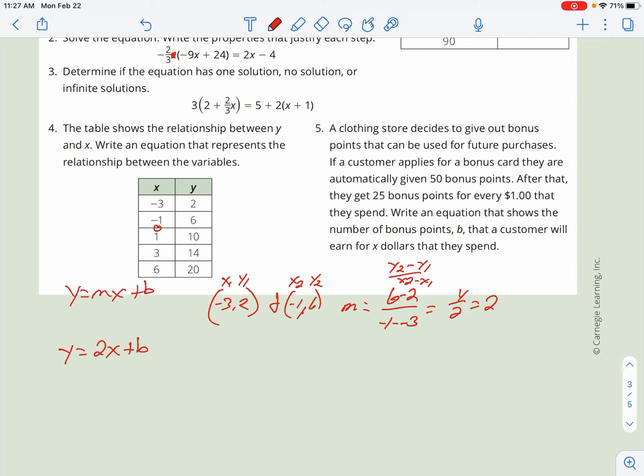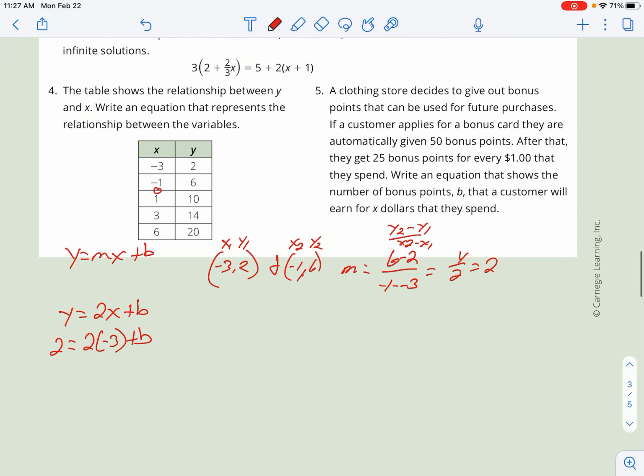So I'm going to just take that first point I used, -3, 2. And I can plug that in for x and y and solve that equation out for b. So when I do that, I add 6, and then b turns out to be 8, okay? So the y-intercept turns out to be at 8.